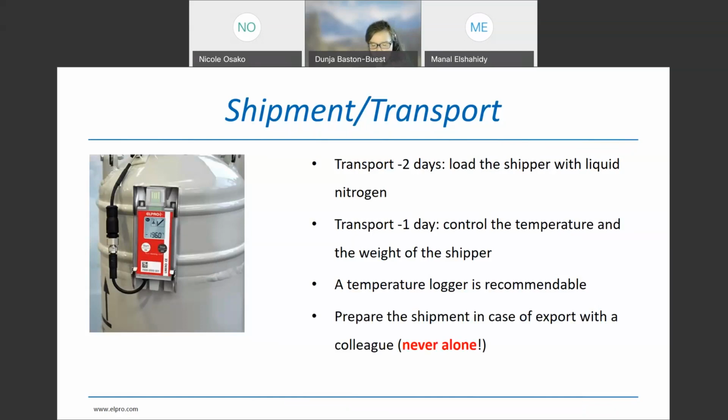And I think it's very important to never work alone. So be sure to work with 2 persons to be sure about the safety and the identification of the sample. And prepare all documents before the transport.